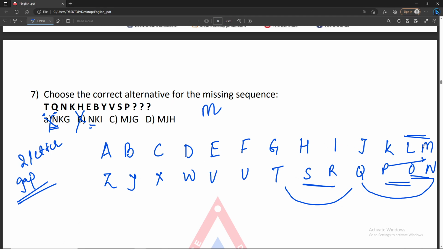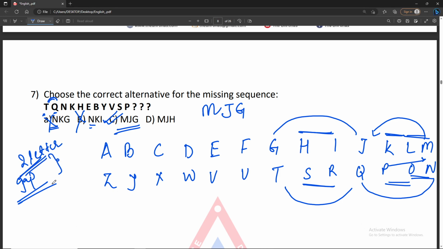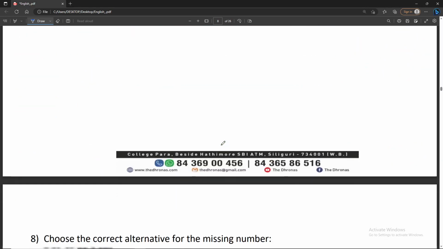Then after M there is also a gap of two letters. That means after M it will come J, and after J again a two-letter gap, it will come to G. So the answer for this question will be MJG. This is the correct answer. Hope you got it. I am repeating it: between two letters there is a gap of two letters.